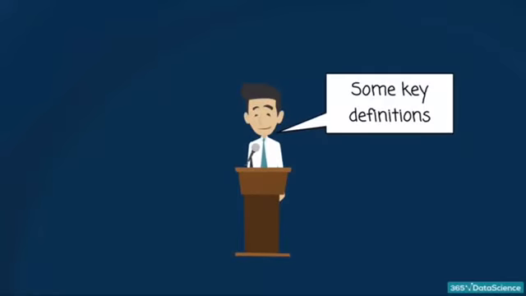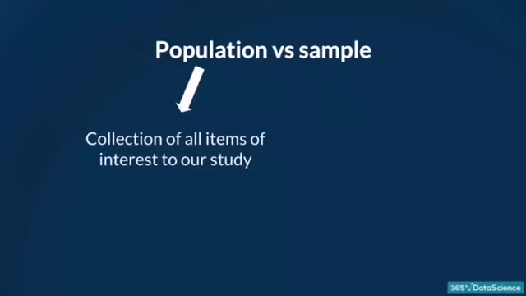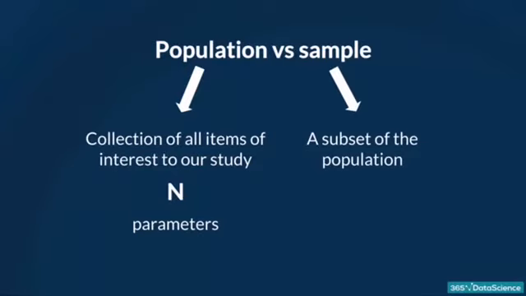So let's watch it. The first step of every statistical analysis you will perform is to determine whether the data you are dealing with is a population or a sample. A population is the collection of all items of interest to our study and is usually denoted with an uppercase N. The numbers we've obtained when using a population are called parameters. A sample is a subset of the population and is denoted with a lowercase n, and the numbers we've obtained when working with a sample are called statistics. Now you know why the field we are studying is called statistics.